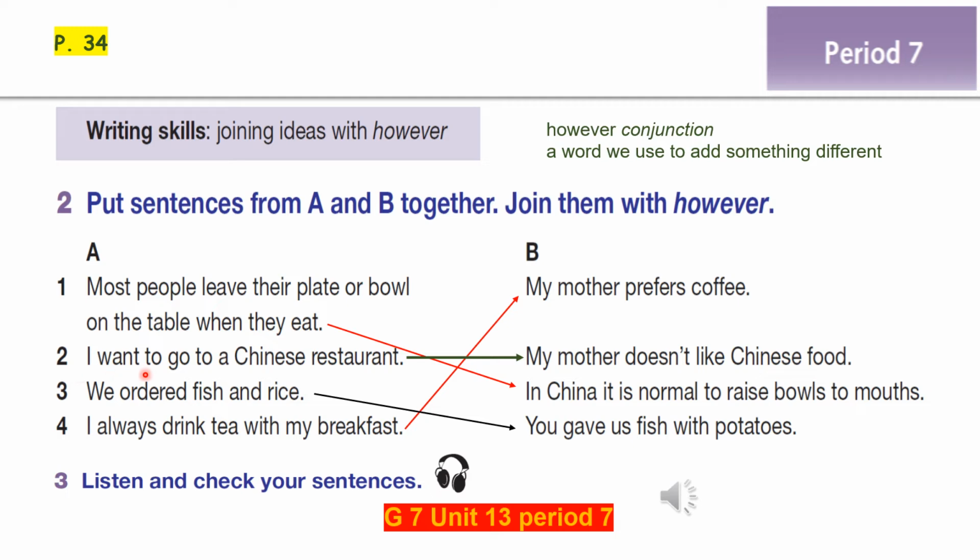2. I want to go to a Chinese restaurant. However, my mother doesn't like Chinese food. 3. We ordered fish and rice. However, you gave us fish with potatoes. 4. I always drink tea with my breakfast. However, my mother prefers coffee.